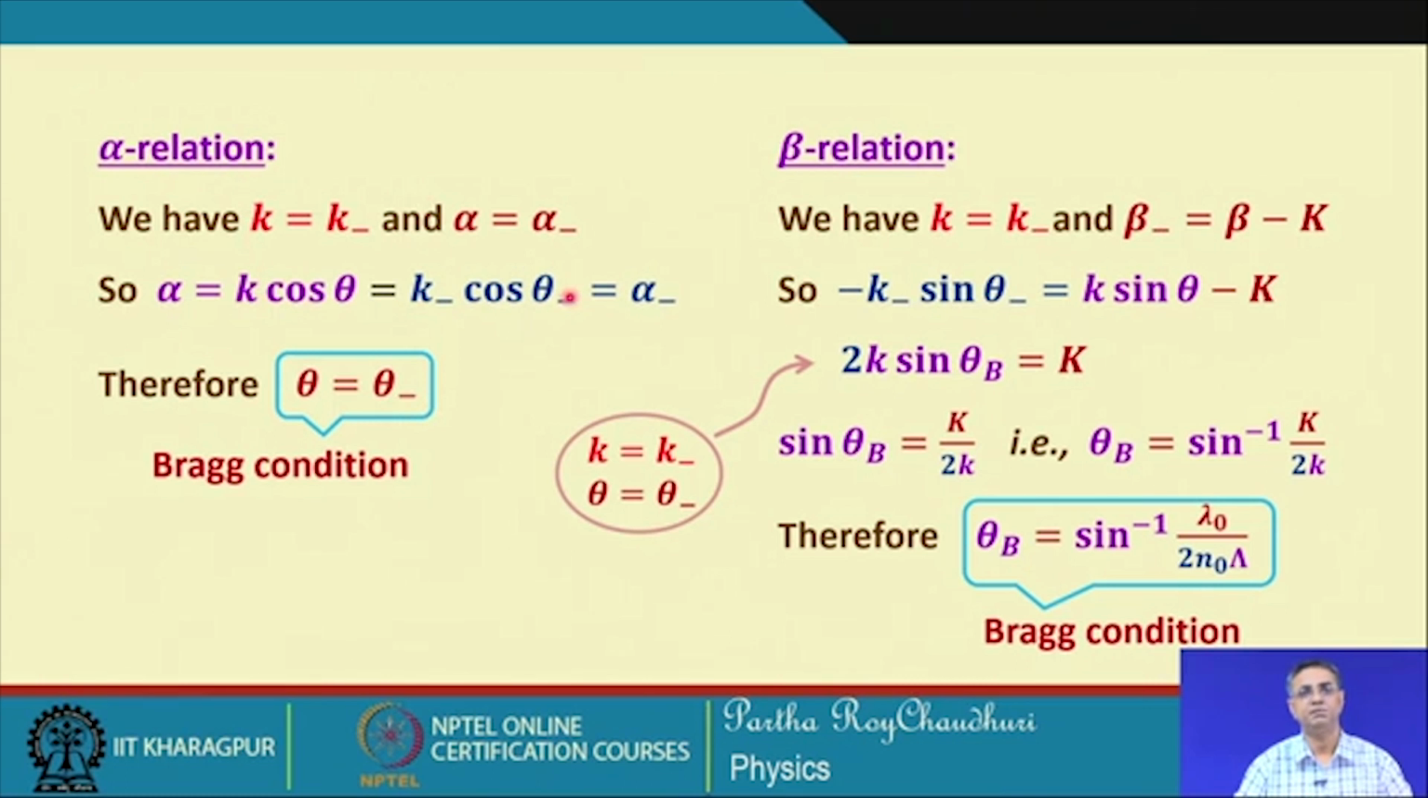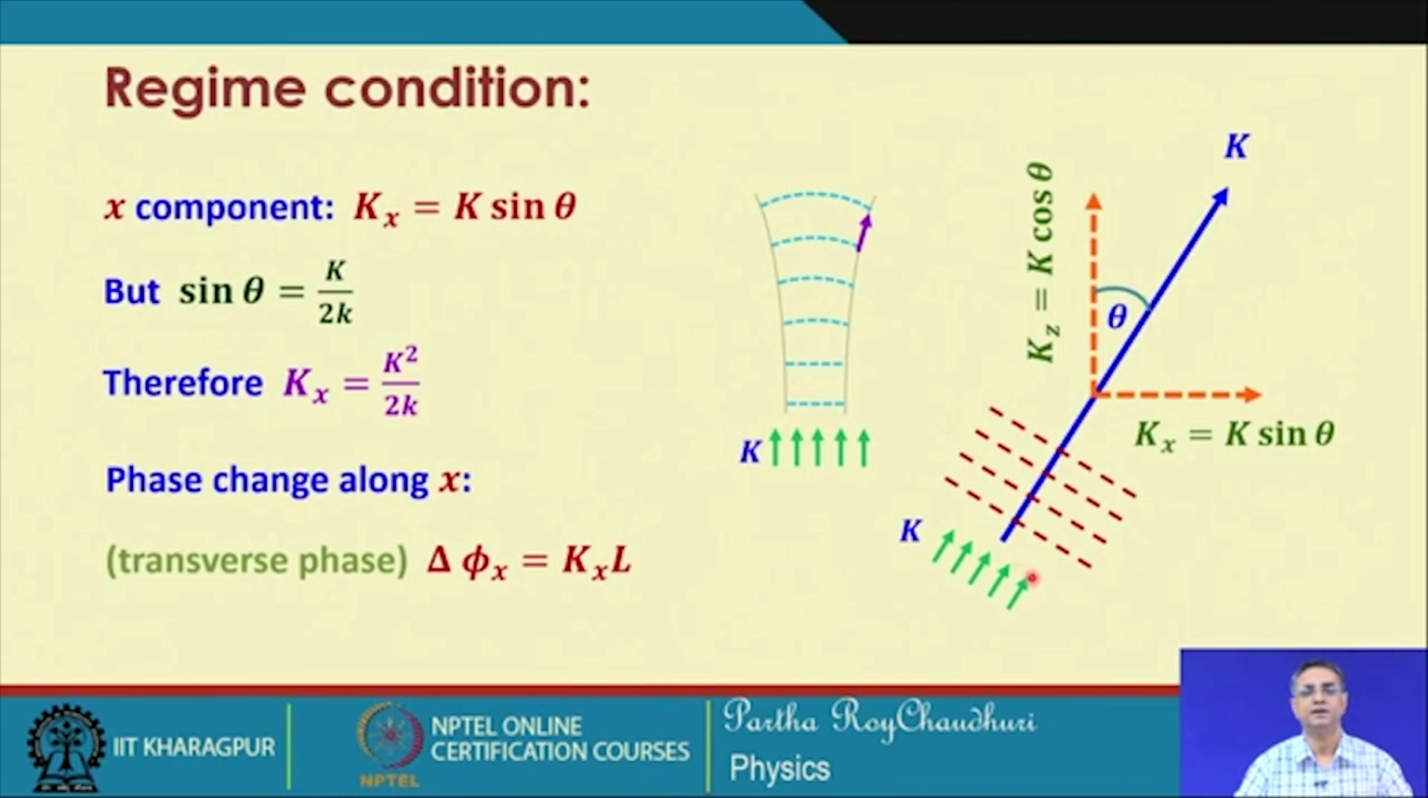We have seen the same thing in the case of plus order, and here also minus k minus sin theta minus equal to this, but this is again effectively equal to k sin theta under this condition that theta equal to theta minus equal to theta b. Therefore, this equation gives you twice k sin theta b equal to capital K, and which gives you readily the Bragg condition. This we have seen. So, it is very interesting to see that from here we can directly arrive at the Bragg condition for both plus order and minus order diffraction.